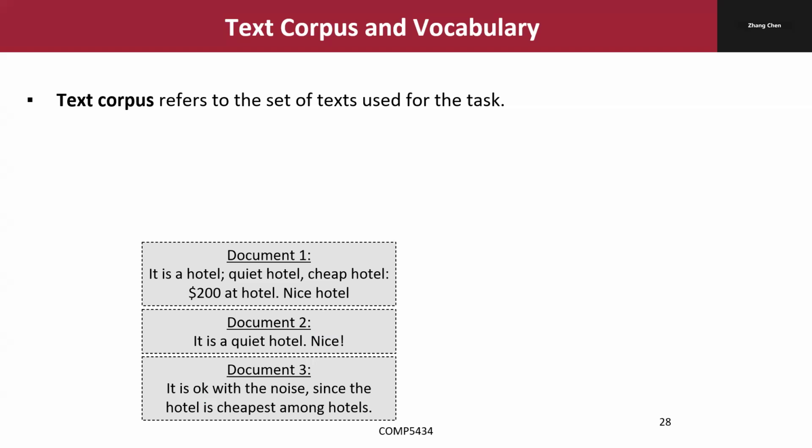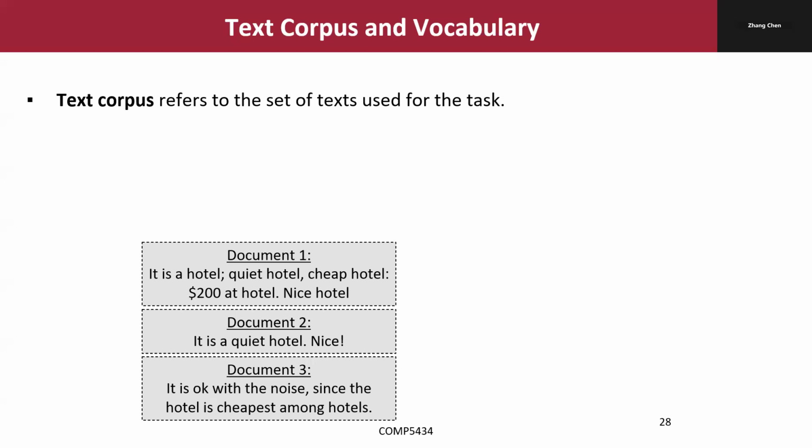So on the slide, with the running example, we can observe those documents that illustrate this concept. Document one describes the hotels with quiet and cheap options, right? And with the $200, right? And document two reiterates this idea, simply noting that it is a quiet hotel, but expresses positivity about the word nice, right? So nice is actually amplified.